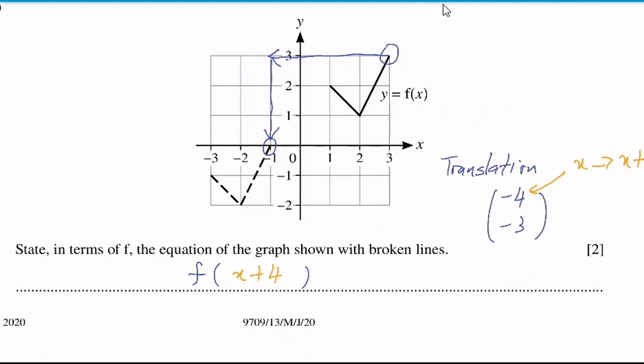And okay, once we have done the horizontal changes, we look at the vertical changes. So for the vertical, it actually moved by -3. So in this case, for whatever function we have, we just have to subtract 3 from there. So we just have to minus 3 from this function here. So this is the equation of the graph that we have for this question.